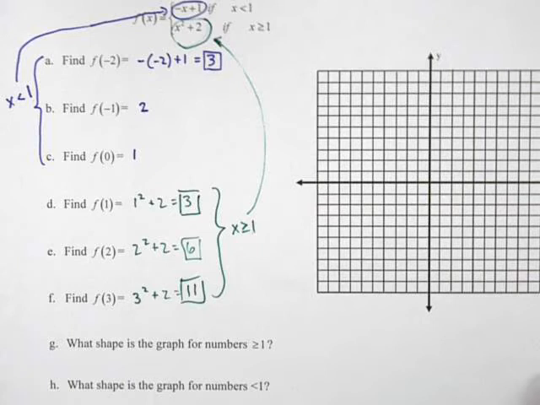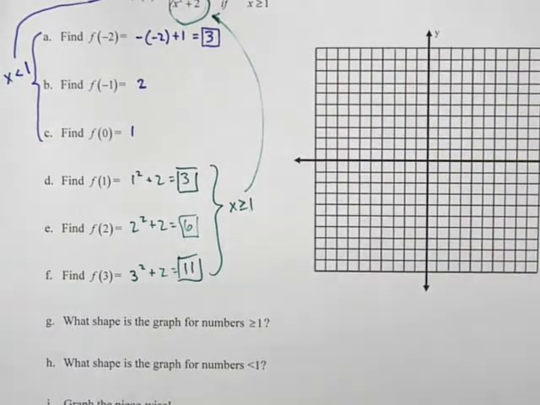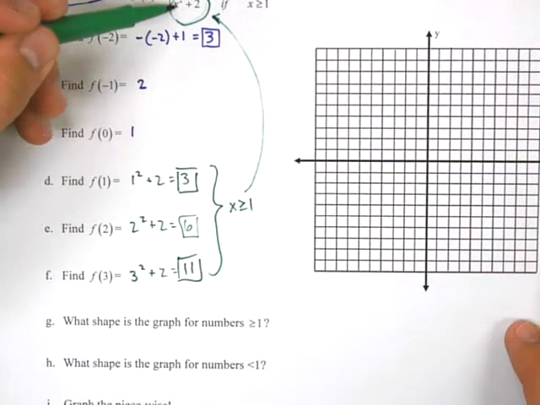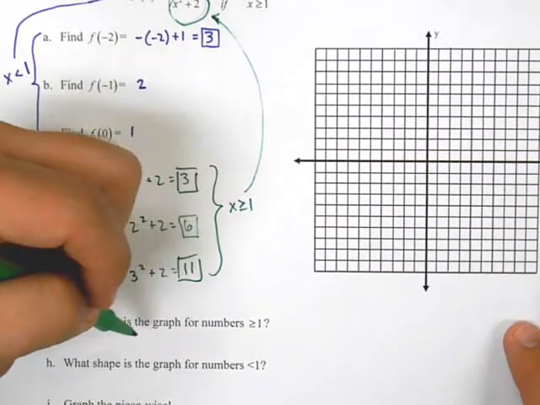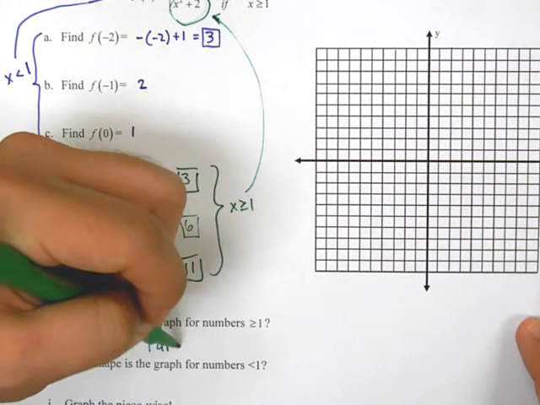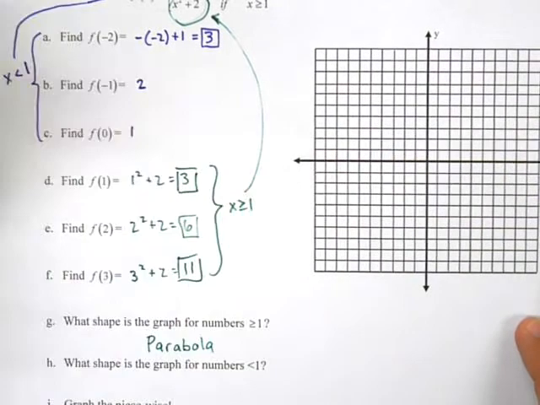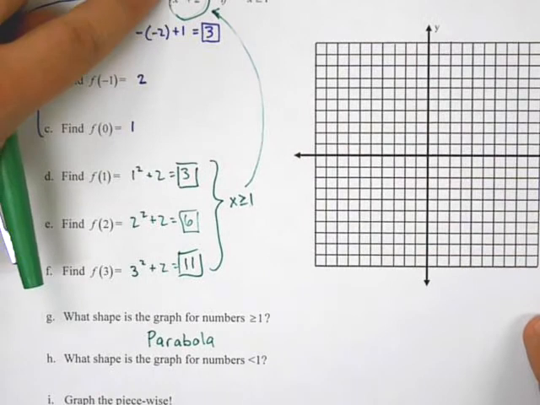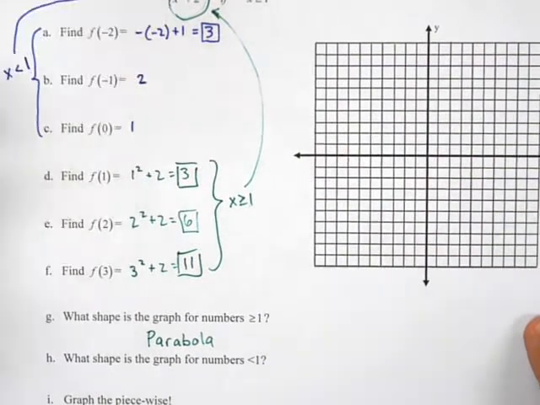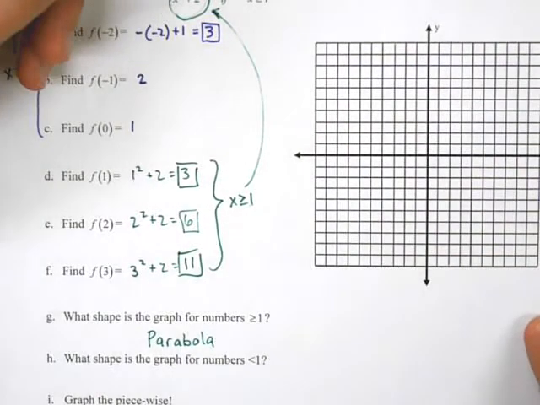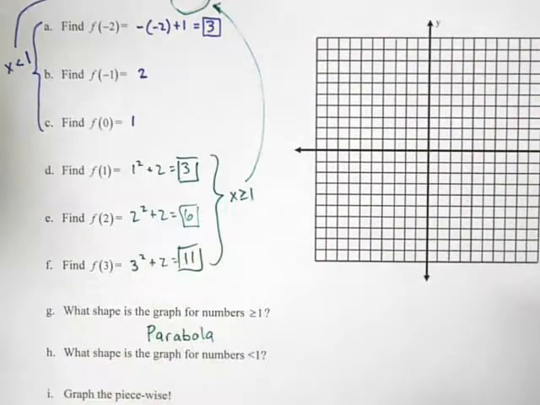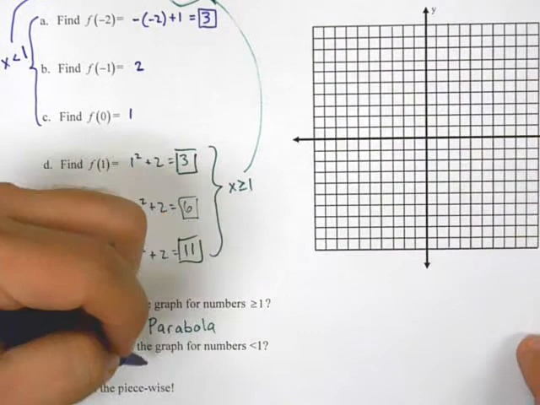Now, we know some things here. What shape is the graph for the numbers that are greater than or equal to 1? Well, greater than or equal to 1 looked like it had a square function in it, and square functions are going to create parabolas. And we know that our first function, or our top function, for when it's less than 1, was linear, right? There's no exponent. So this is linear, which means it will be a line.